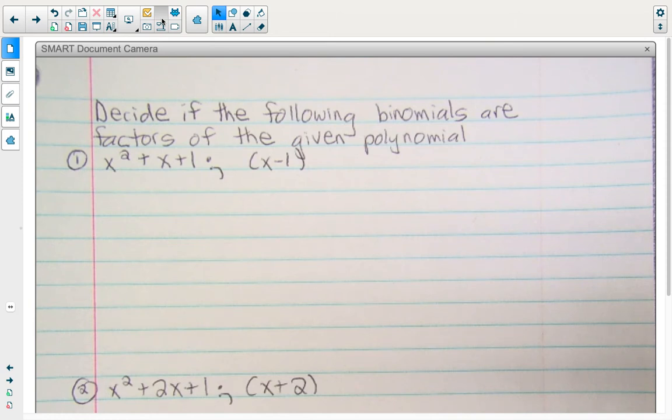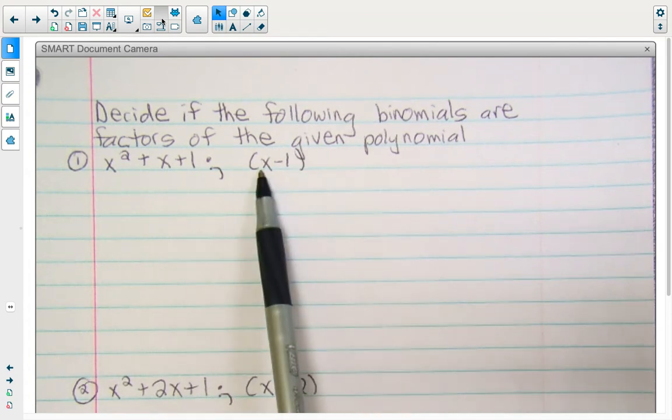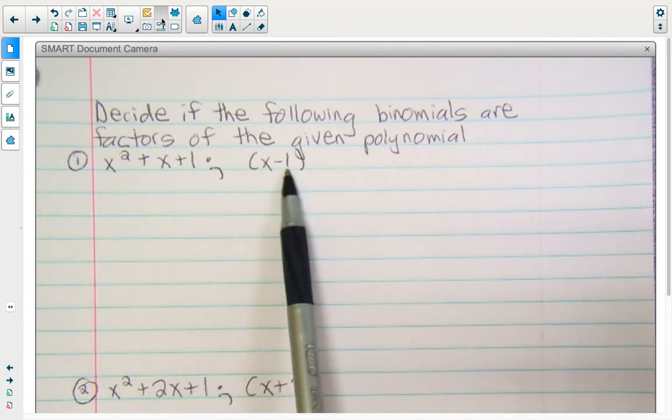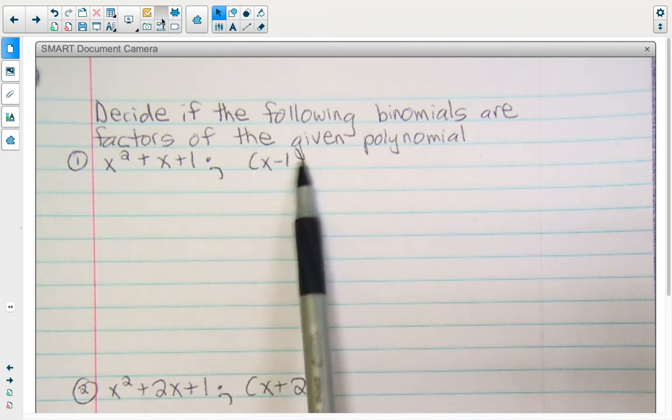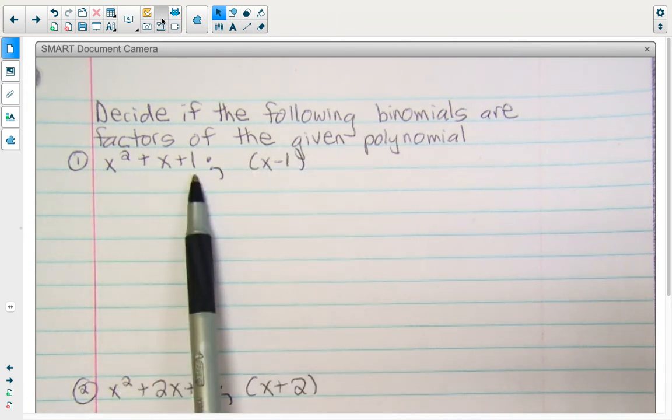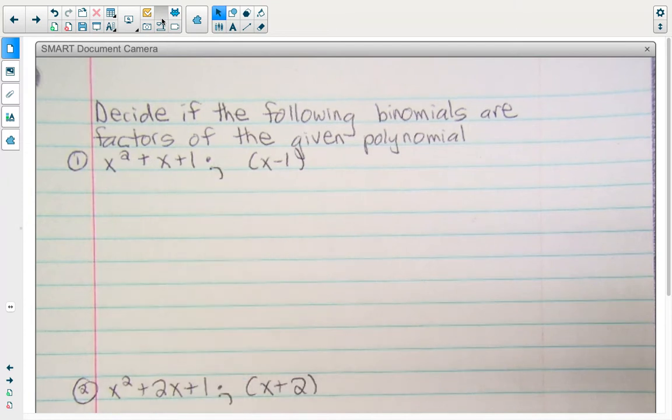Hey, today we're going to decide if the following binomials are factors of a given polynomial. So I'm going to give you a factor, and we're going to go through and determine if that factor works out when I do division within the polynomial. So I have a binomial here, x minus 1. Bi means 2. So I have a binomial, and we're going to try to figure out if this binomial is a factor of this polynomial. And we'll go through and do some examples.